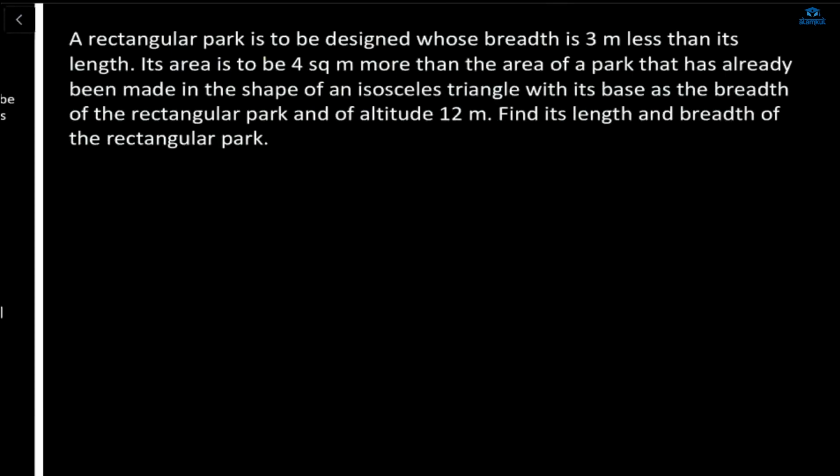The rectangular park is to be designed whose breadth is 3 meters less than its length. Its area is to be 4 square meters more than the area of a park that has already been made in the shape of an isosceles triangle, with its base as the breadth of the rectangular park and the altitude 12 meters. Find the length and breadth of the rectangular park.